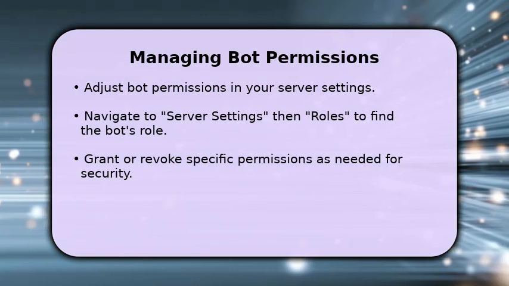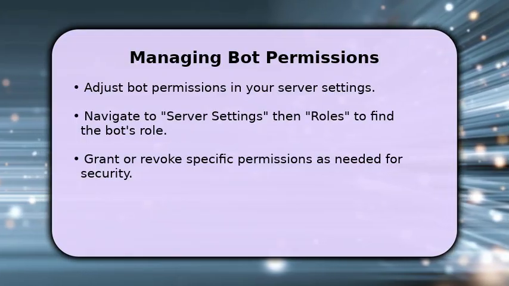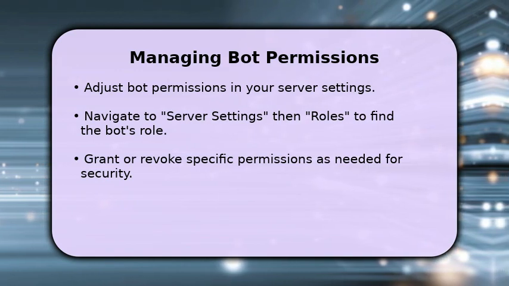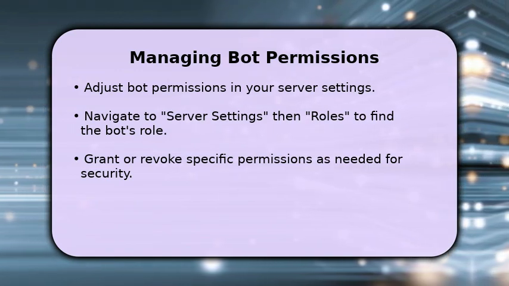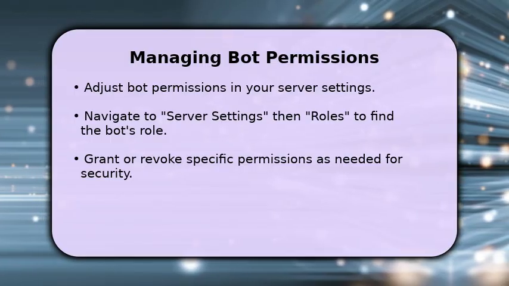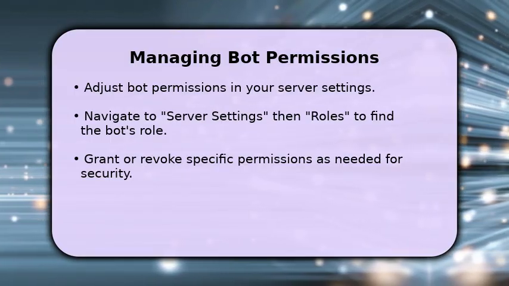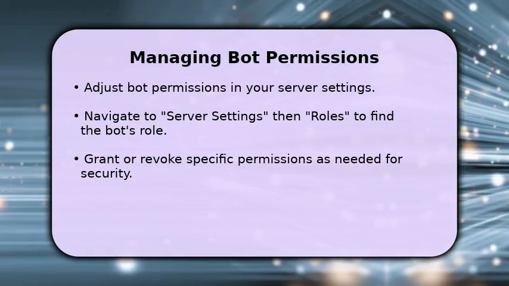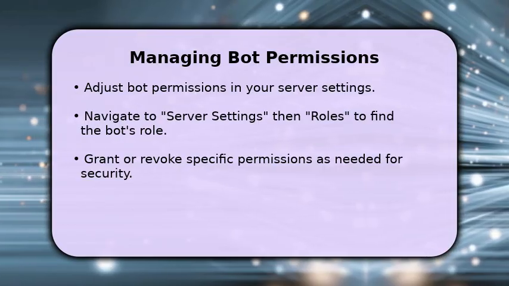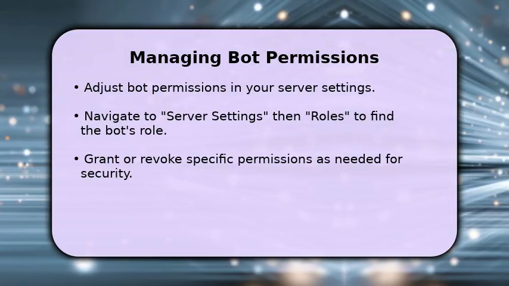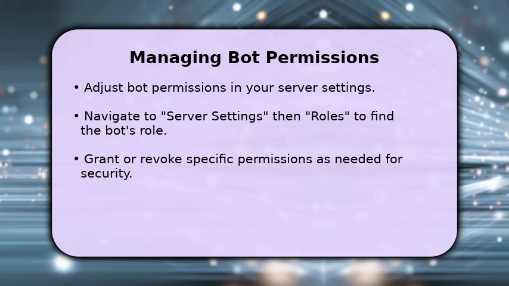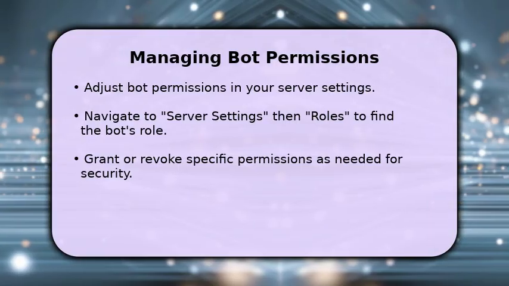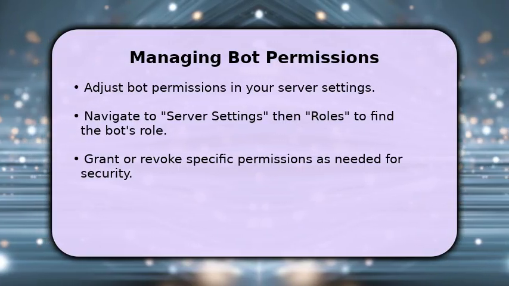Managing bot permissions is crucial for server security and functionality. You can adjust these settings by going into your server settings, then navigating to the Roles section. Find the bot's assigned role, which is often created automatically upon invitation. Here, you can precisely control what the bot can and cannot do, such as sending messages, managing channels, or kicking members. Always ensure a bot only has the permissions absolutely necessary for its intended purpose, maintaining a secure and well-organized server environment.